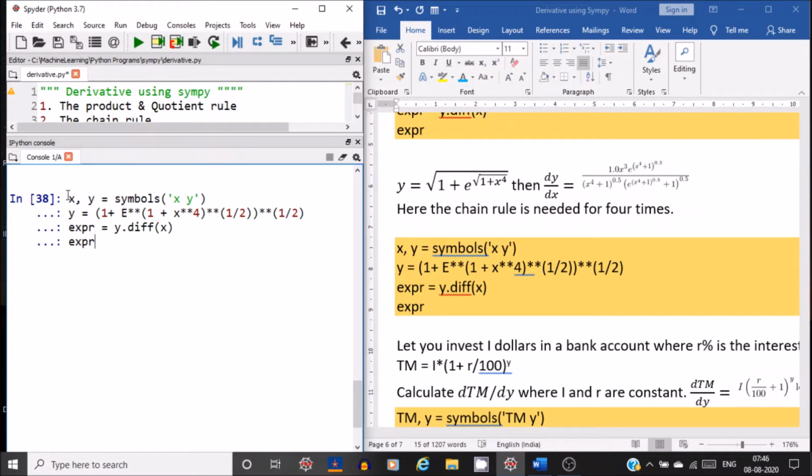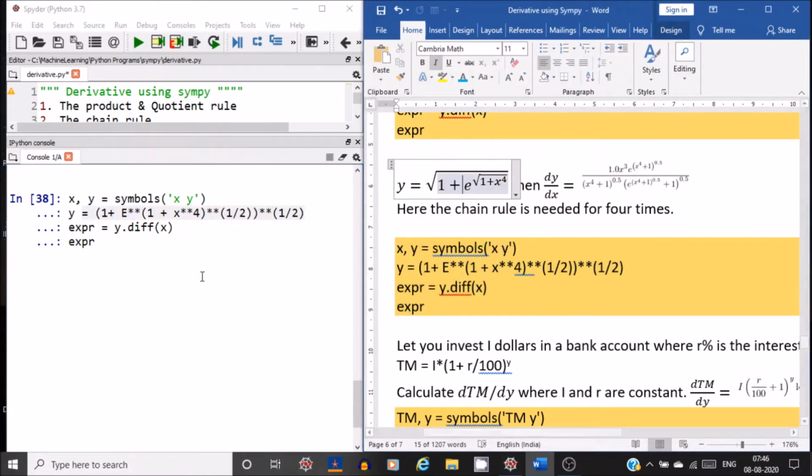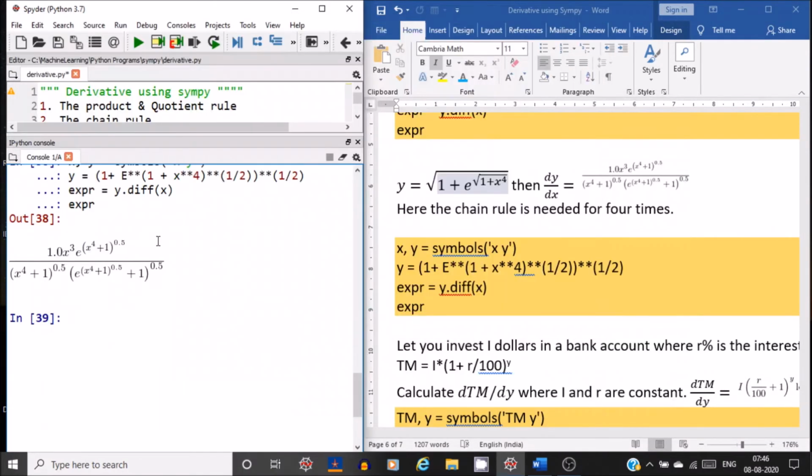So you can see here x and y both are symbols, and y is equal to the square root of 1 plus e to the power square root of 1 plus x to the power 4, with the whole square root. In this way, we can implement this particular expression, and we have to differentiate y with respect to x, and we can see the result. And this is the result. Okay, so this is the differentiation. So easily you can implement the chain rule using SymPy.